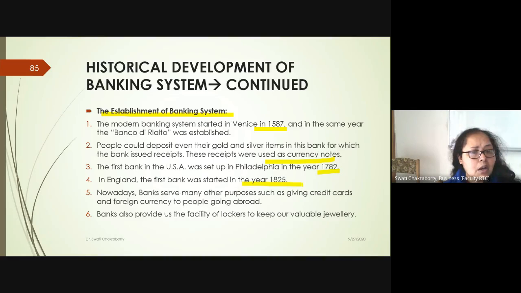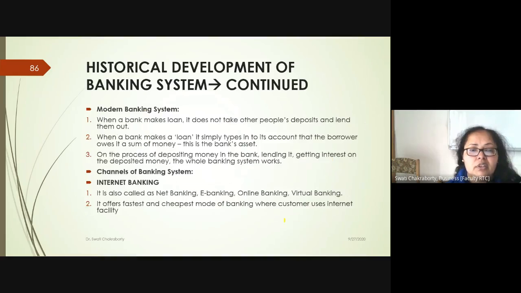Today, banks serve many other purposes, such as giving credit cards and foreign currency to people who travel abroad. Banks also provide a locker facility where we can keep our valuable jewelry, right? In the modern banking system, when the bank makes loans, it does not take other people's deposits and lend them out, right? So when it makes loans, what happens? It simply types into the account that the borrower owes it a sum of money, right? That is the bank's asset. The money is not actually given. It's just transferred on paper, right?